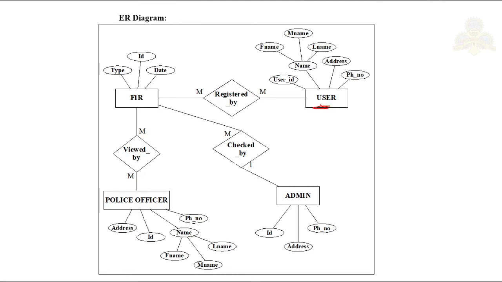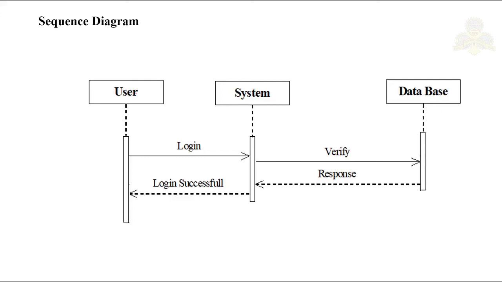Next, we will study the sequence diagram. Again, these two diagrams, sequence and activity, are used for problem analysis or requirement analysis. The sequence diagram shows the object interactions arranged in time sequence. It represents the objects involved in the scenario and the sequence of messages exchanged between the objects needed to carry out the functionality of that scenario.